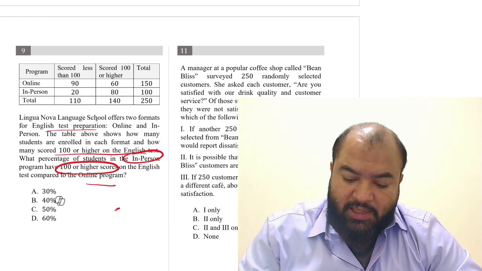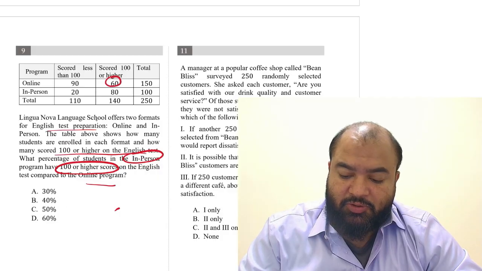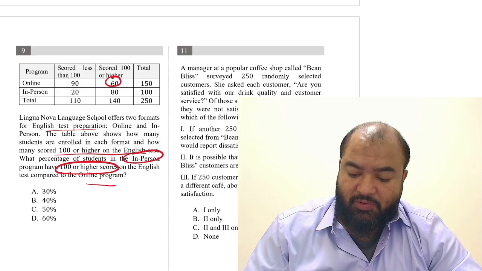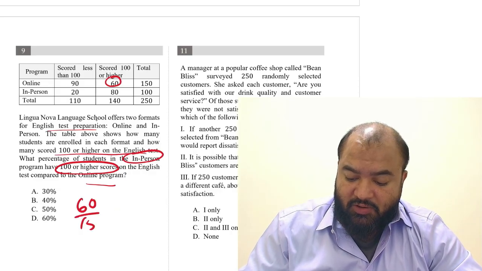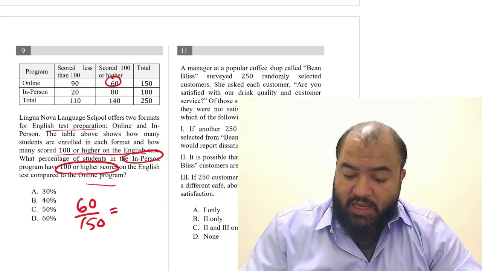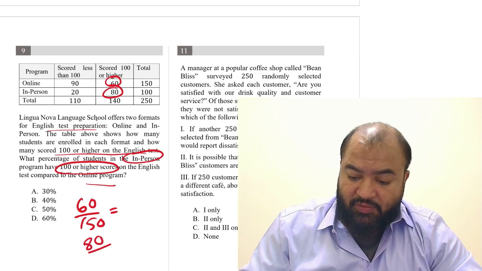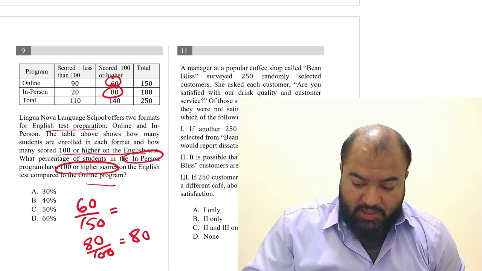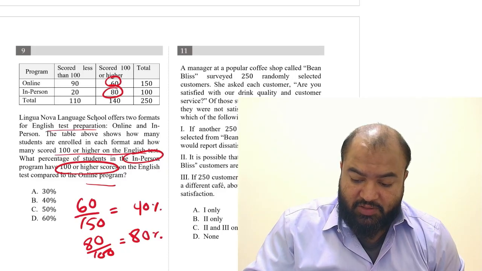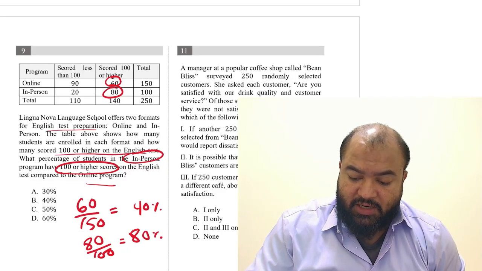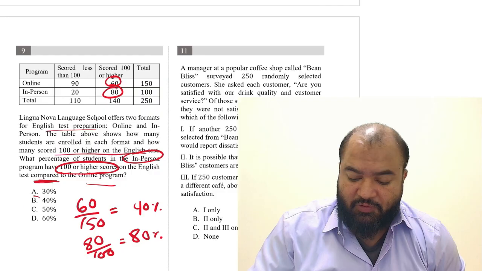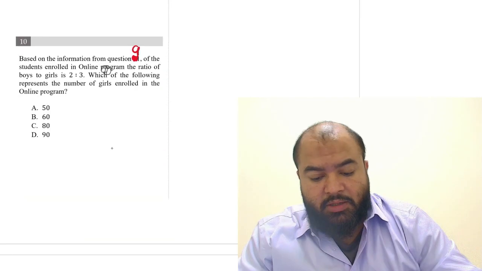For the online program, 60 people scored 100 or higher out of 150. So let's find what percent that is. 60 out of 150, that's online, which is 40%. And in-person would be 80 out of 100, so that's 80%. Now they ask what percent of the students in the in-person program have this score compared to online. So we're comparing them, and the difference is 40%. B is the answer.